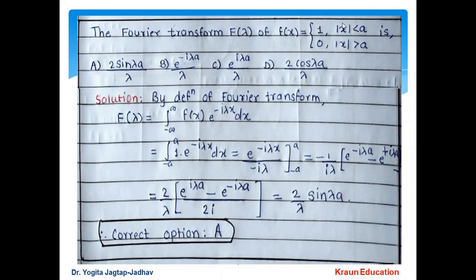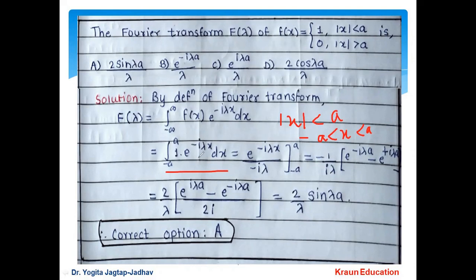Okay, now when we have the range mod of x less than a, it represents the domain where x lies between minus a to plus a. Therefore, we split up this integration into three parts: minus infinity to minus a, minus a to a, and then from a to infinity. In this middle interval, we have the value of function f of x equal to 1, and for the remaining part, it is equal to 0. Therefore, placing the value of f of x equal to 1, we have this integration from minus a to plus a, e raised to minus i lambda x dx.